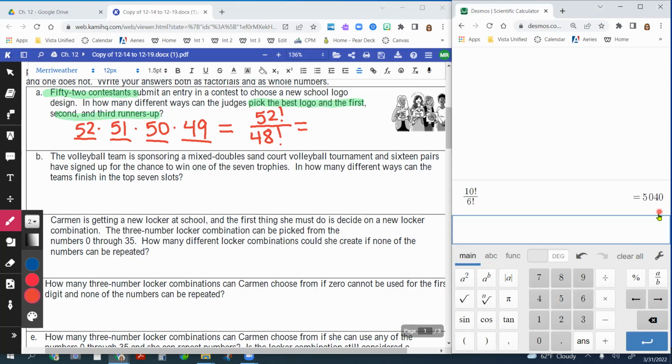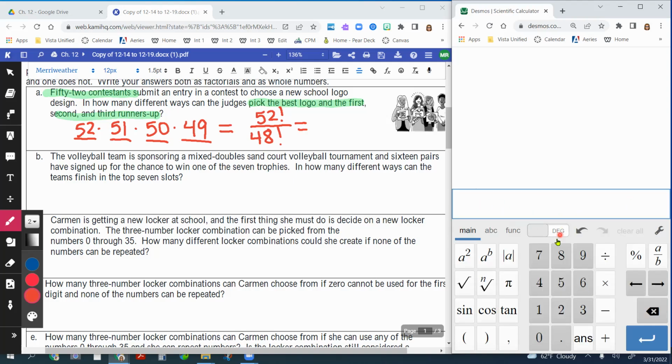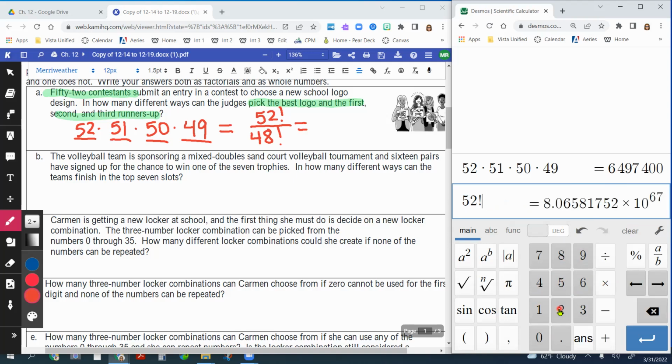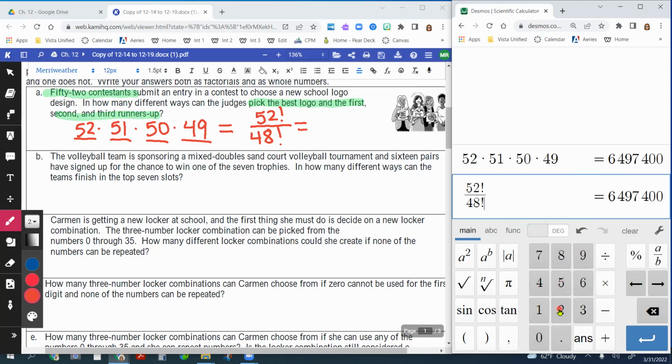So let me just clear this over here. And let me make this a little bolder also. Okay. So if I did 52 times 51 times 50 times 49, you see what I got. Now let me do 52 factorial divided by 48 factorial, and you see I get the same answer. So they both are equivalent. And that is going to be 6,497,400 different ways that that can happen. Okay, on B.